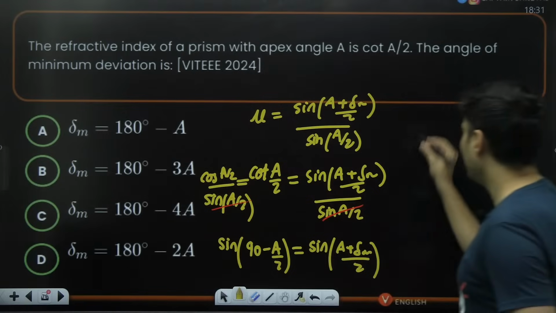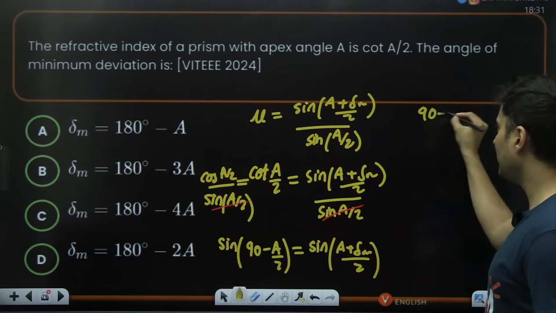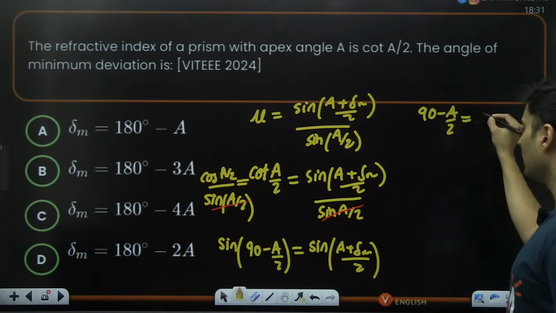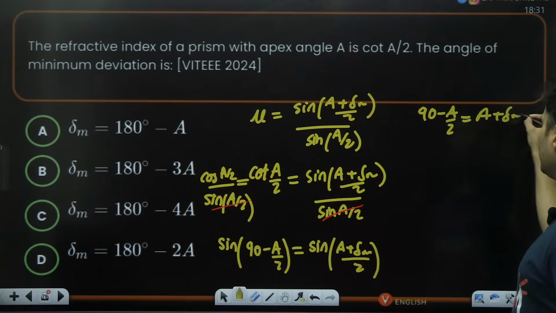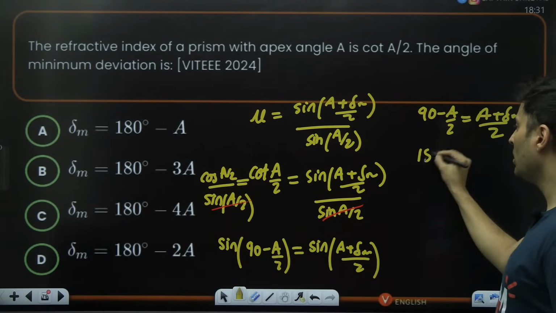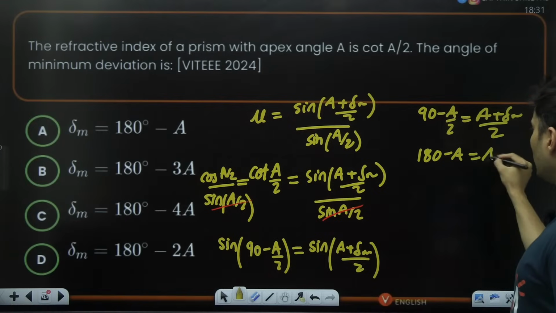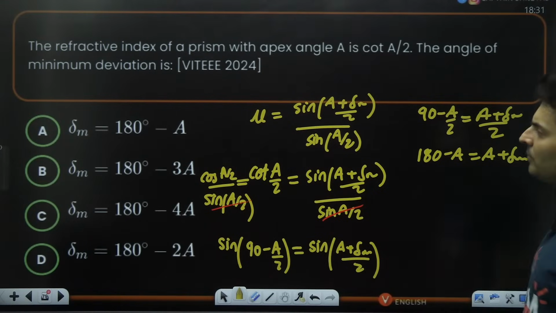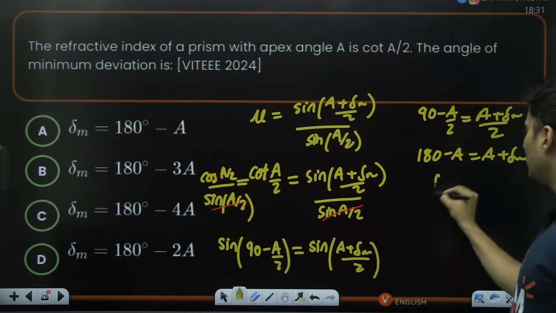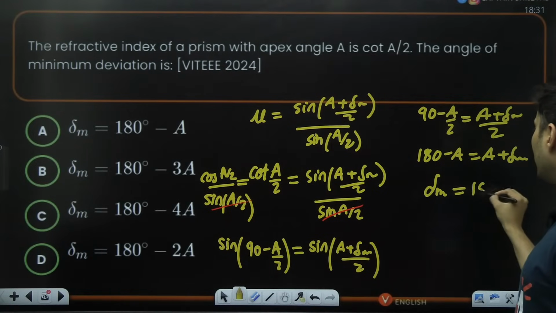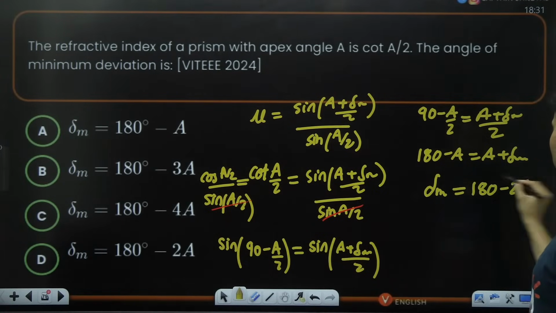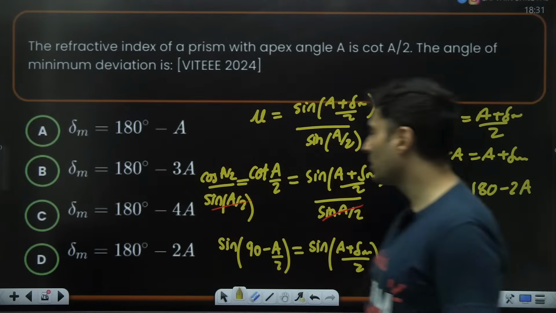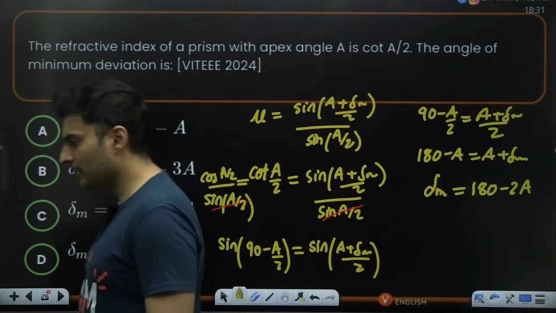Now whatever is there inside should match. Therefore 90 minus A by 2 will be A plus delta minimum by 2 multiplied by 2. So 180 minus A is equal to A plus delta minimum. So delta minimum will be 180 minus 2A. A goes on this side, minus 2A. So option D is the right answer.